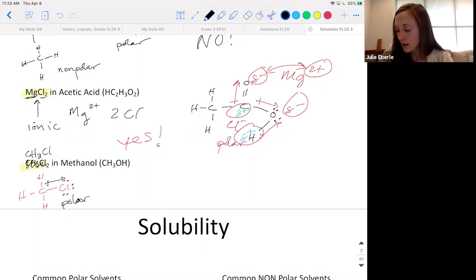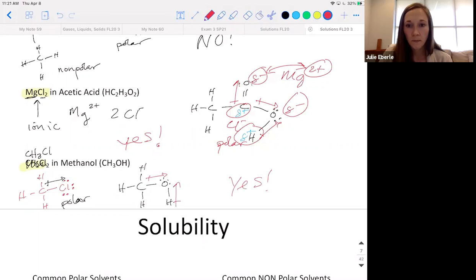polar solute, and CH3OH is methanol. And then I'm going to draw this bent as well. And we got two dipoles there, one right there and one right there. Okay, so definitely polar. So yes, these will mix. Okay.